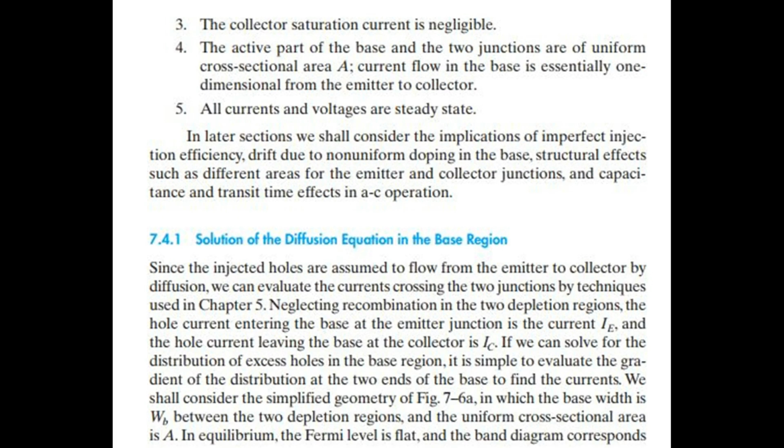3. The collector saturation current is negligible. 4. The active part of the base and the two junctions are of uniform cross-sectional area A. Current flow in the base is essentially one-dimensional from the emitter to collector. 5. All currents and voltages are steady state.